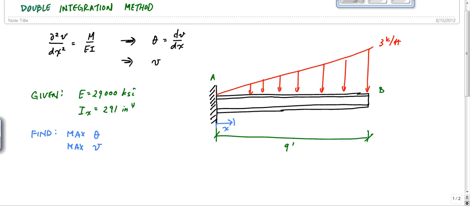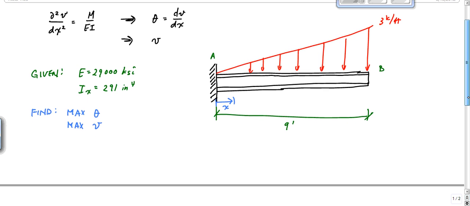And usually, just by properties of cantilevers, when you have a loading like this all in one direction, the maximum deflection and rotation are usually at the tip of a cantilever. Okay, so that's just something to know because this is fixed. The slope here is 0 and it increases gradually as you go to the end of the beam.